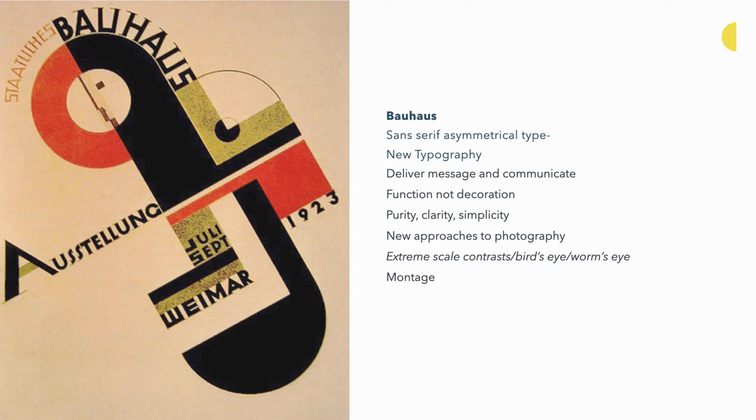We see sans serif asymmetrical type, which is the new typography. It's about delivering a message and communicating. Functioning, not decorative like we did in Art Deco. Purity, clarity, simplicity, as well as new approaches to photography, like extreme scale contrast, like a bird flying above you or a worm crawling below. When you see that photography and that extreme scale, it's a good clue.